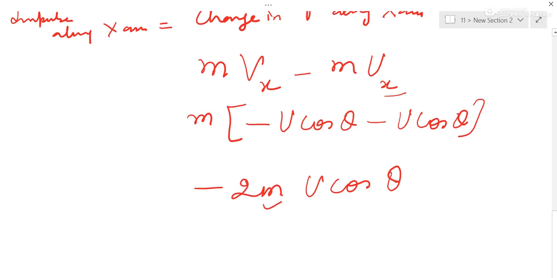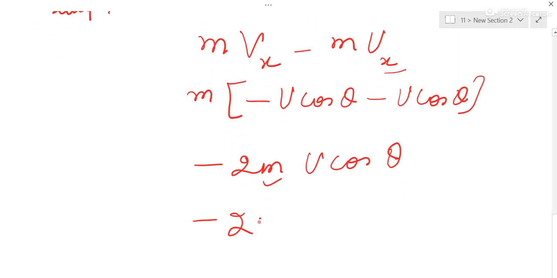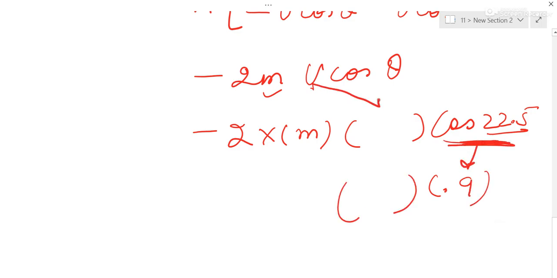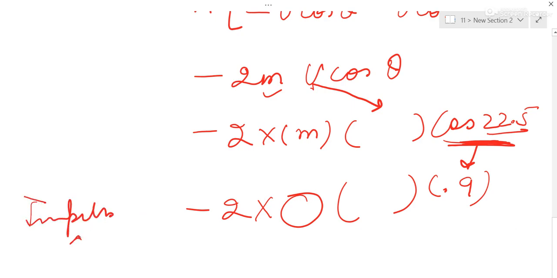Now m is there. They have given the mass, and they have given the initial velocity, which is 54 km per hour. You convert it into meters per second. Then cos 22.5, which you can see from the trigonometry table; the approximate value is 0.9. So cos 22.5 is 0.9, u is given as 54 km per hour, which you change into meters per second, and the mass is also given. Substitute, and you will get the impulse along the x-axis.